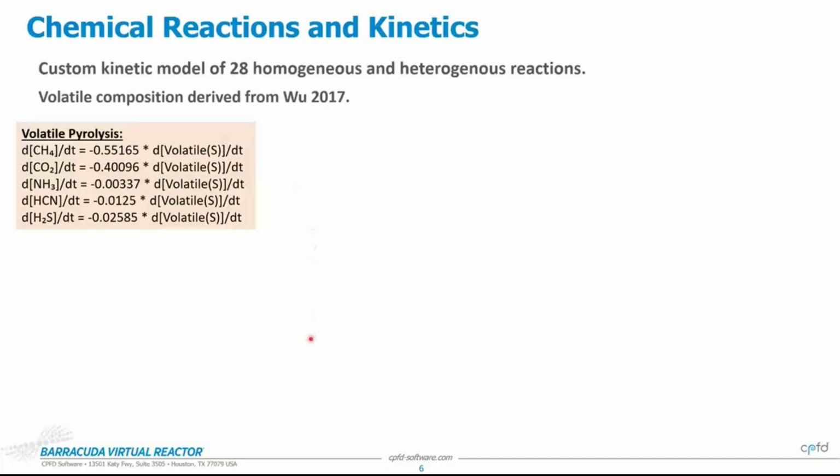And the first set of reactions that happen inside of the reactor is, as soon as solid coal particles come in, the devolatilization process happens, right? And devolatilization primarily produces methane and CO2. You also have some amounts of ammonia, hydrogen cyanide, and hydrogen sulfide that come out as well. So this is the first set of reactions that take place. The coal comes in, devolatilization happens, gas is released.